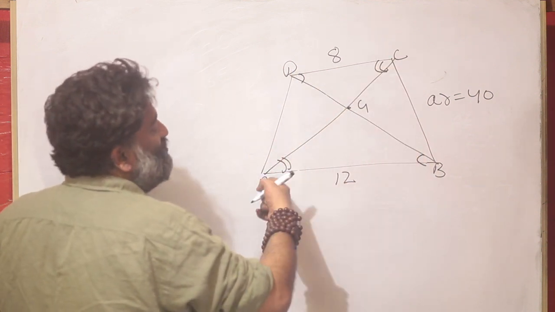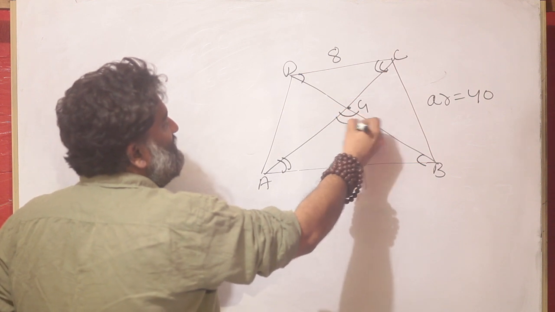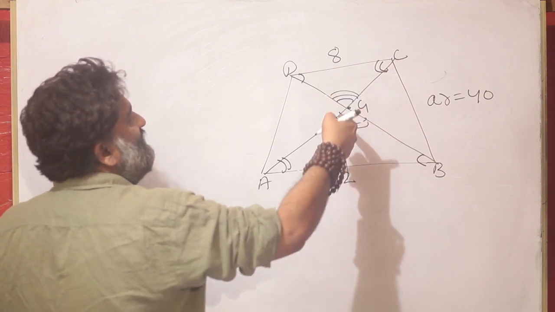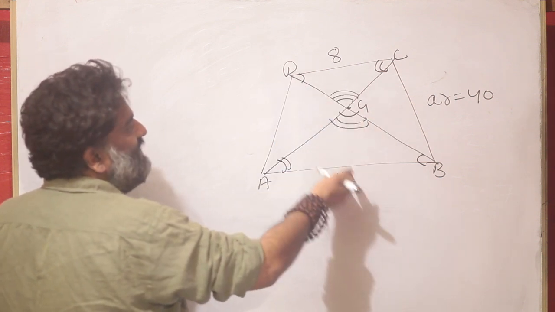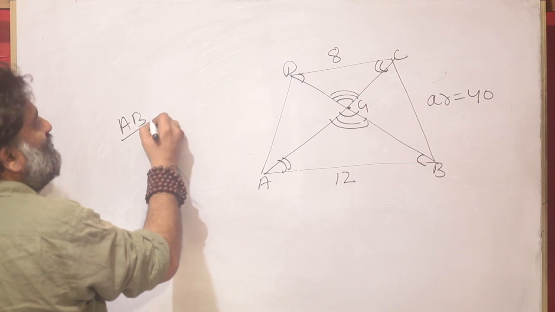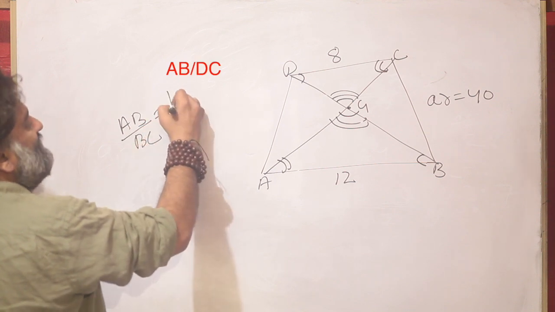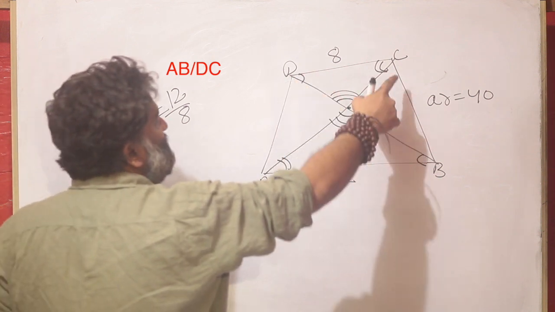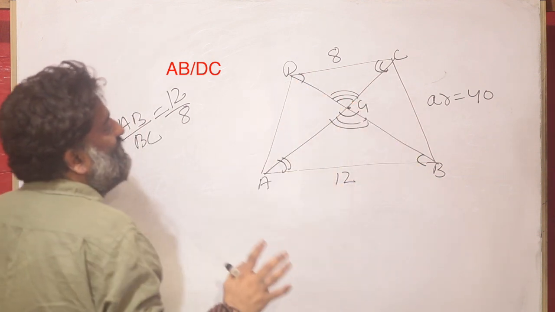Corresponding sides ratio, AB is in front of this third angle. DC is in front of this particular angle. So DC corresponds to AB, and it is quite obvious to me also. So let me write that down. AB upon DC is given as 12 upon 8. So I have the ratio of the bases or corresponding sides.